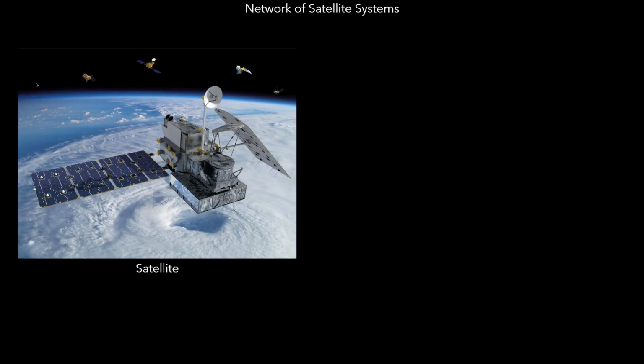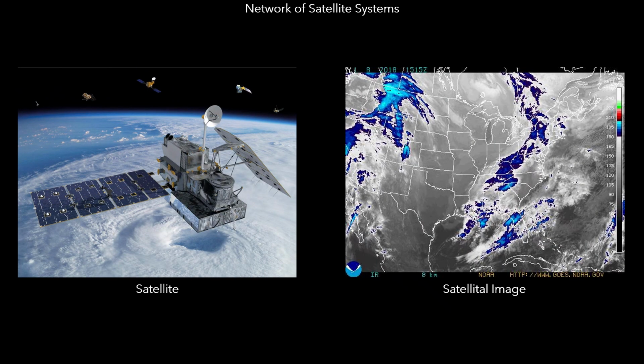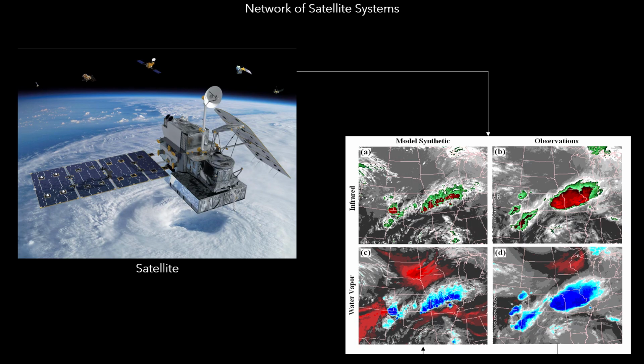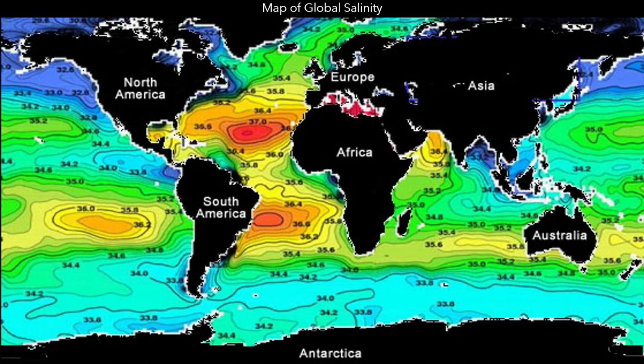Nowadays, a network of satellite systems is a complex system that is difficult to process. Each satellite, and there are quantities, produces a series of satellite images. Satellites produce information about two variables: infrared rays and water vapor. In this case, from the observations, synthetic images are produced based on mathematical models, to improve the measurements. Models are also used to project the future. The image shows the map of global salinity built from several satellites.